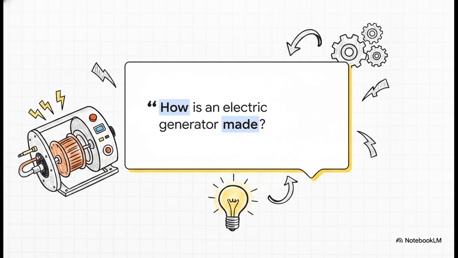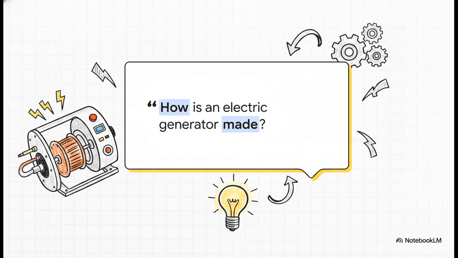To actually build one of these things, you essentially just need two main components interacting with each other. First up, you have the stator. Think of this as the stationary outer housing, and it is just packed tightly with wound coils of conductive copper wire. Then right inside that, you have the rotor. This is the moving central axis, and it's equipped with a series of really powerful alternating magnets.